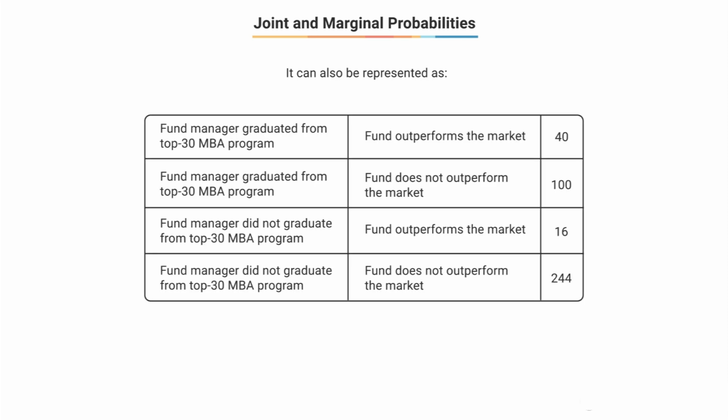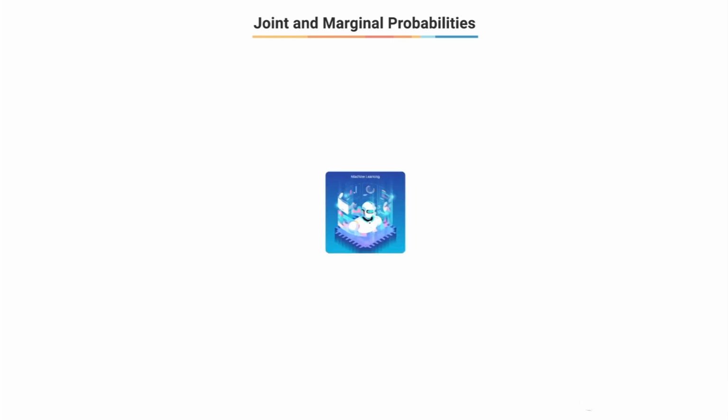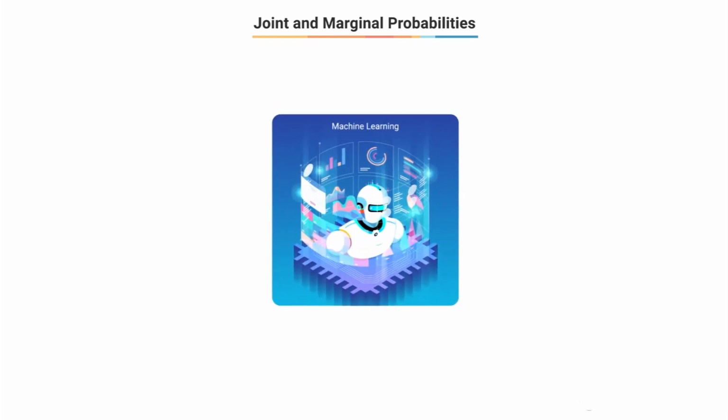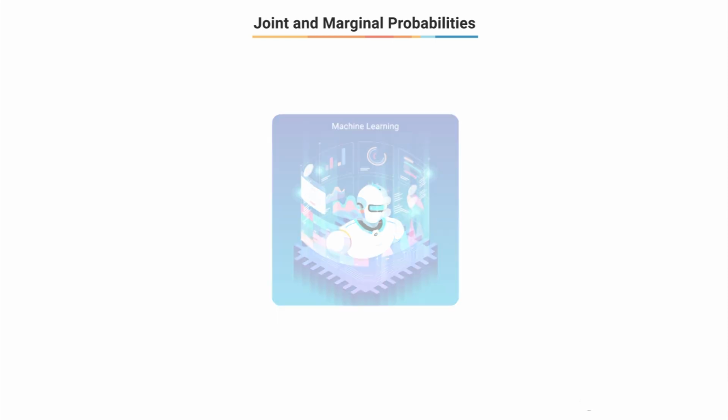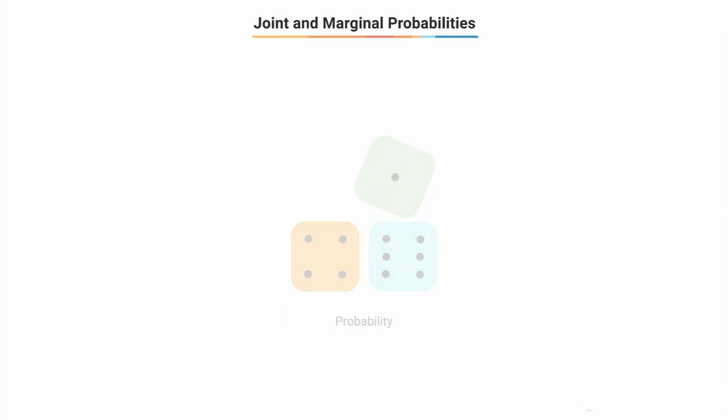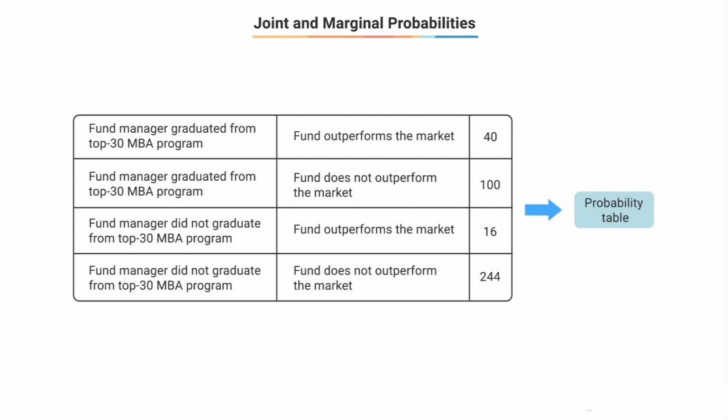If you look closely, this is very similar to a two-step experiment where the first experiment is the fund manager graduating from a top 30 MBA program and the second experiment is the fund outperforming or not. This is quite similar to what we did in the machine learning project completion example, which was also a two-step experiment. Now before we calculate different types of probabilities, we need to first convert this into a probability table.